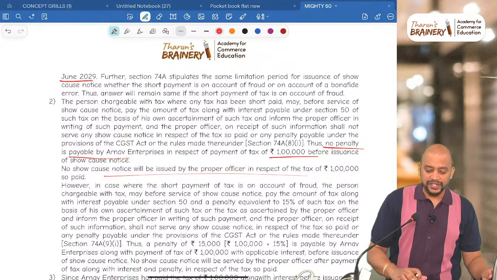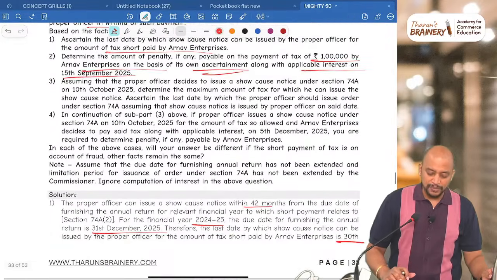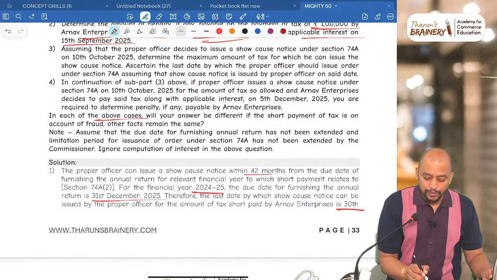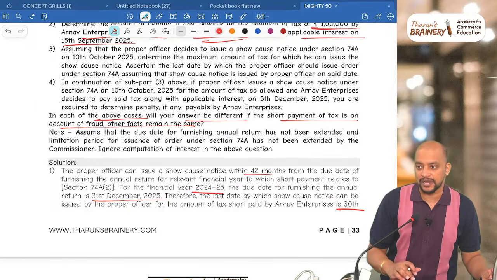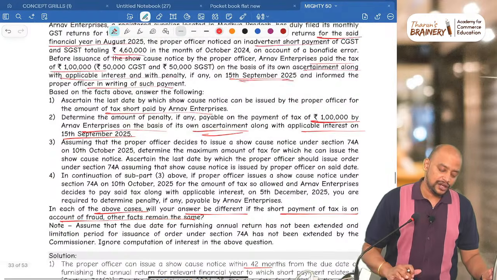Okay. Suppose it is on account of fraud. See, because they are asking, in each of the above cases, will your answer be different if the short payment is on account of fraud and other facts remain the same? So you have to write both. What if it is on account of fraud?